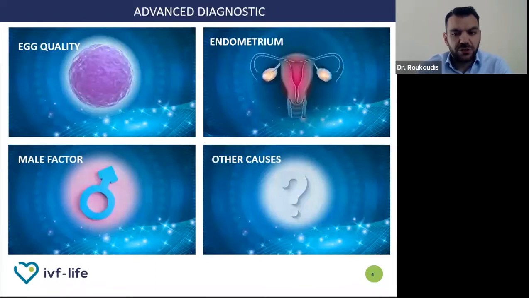There are various reasons why a treatment is not successful. Therefore, it's even more important to find out where pathologies are present. The advanced diagnostic must attend for sure to the endometrium, male factor, and other causes. Without a doubt, the most important thing is the egg quality, and in addition, the endometrium. Those are the most important factors.